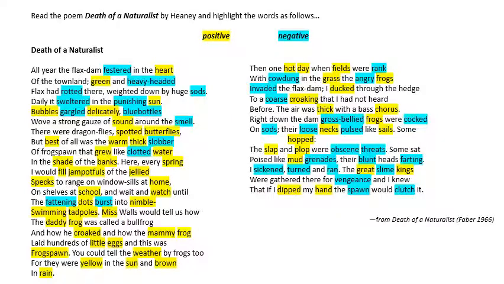If you look at all of the negative words like festered, heavy-headed, rotted, sods, sweltered, punishing, gargled, bluebottles, smell, slobber, clotted, fattening, burst, rank, cowdung, angry, invaded, coarse, gross-bellied, cocked, sods, loose, pulsed, obscene, threats, grenades, blunt, farting, sickened, turned, ran, slime, vengeance, spawn, clutch.